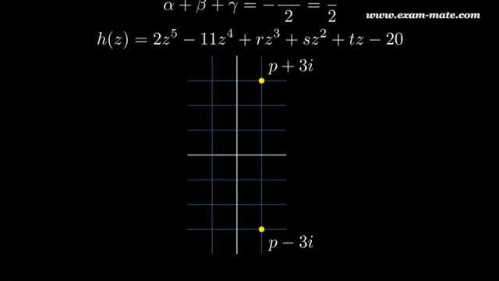We can substitute what we know. Alpha plus beta plus gamma plus p plus 3i plus p minus 3i equals 11 halves. Since we know alpha plus beta plus gamma equals 7 halves, we can solve for p.